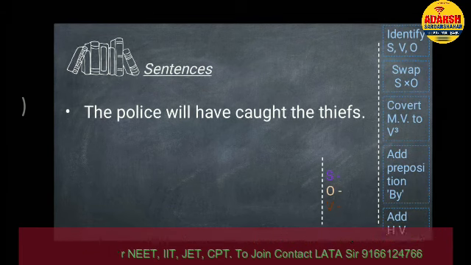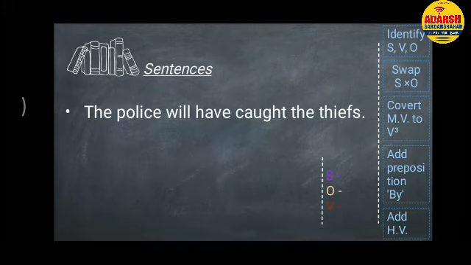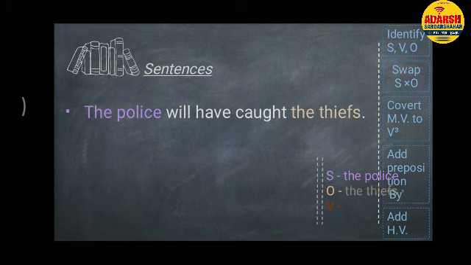As I told you earlier, the subject is the doer, who is performing our action here. So who is the doer in this sentence? The police will have caught the thieves. Here our subject is the police, because the police is our doer. Now let's go towards the object. On what is the action being performed? The action is performed on the thieves, so the thieves is the object, right?